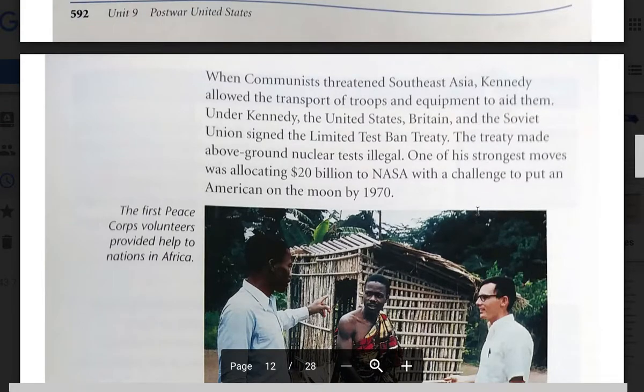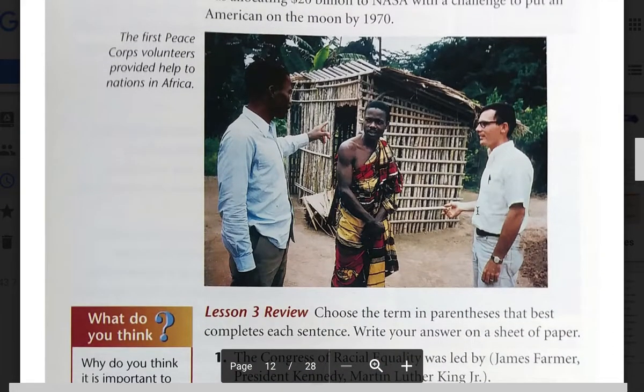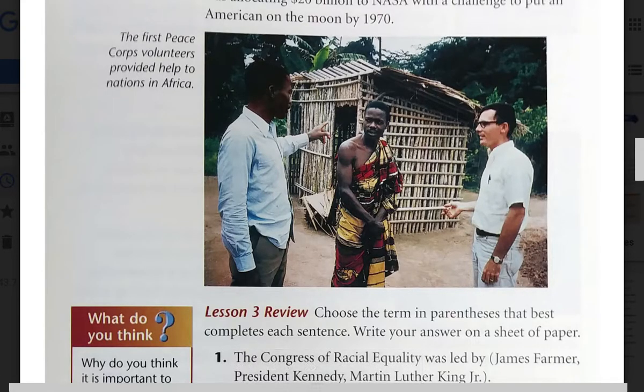When communists threatened Southeast Asia, Kennedy allowed the transport of troops and equipment to aid them. Under Kennedy, the United States, Britain, and the Soviet Union signed the Limited Test Ban Treaty. The treaty made above ground nuclear tests illegal. One of his strongest moves was allocating, so in other words, sending $20 billion to NASA with a challenge to put America on the moon by 1970, which we would in 1969. Okay? The picture is the first Peace Corps volunteers that provide help to nations in Africa.